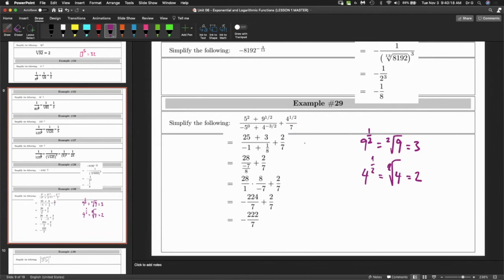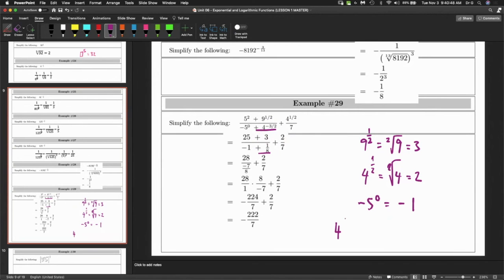And then you have some other stuff on the bottom here. Negative 5 to the 0. Remember, anything to the power of 0 is 1. But there's a negative sign that is not influenced by the 0. So there's a minus sign right there. The 7 is easy. You just copy the 7. So this is the one that might confuse some people: 4 to the negative 3 halves is equal to 1/8.